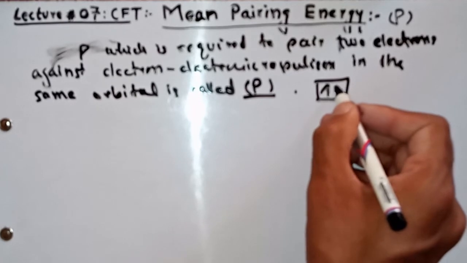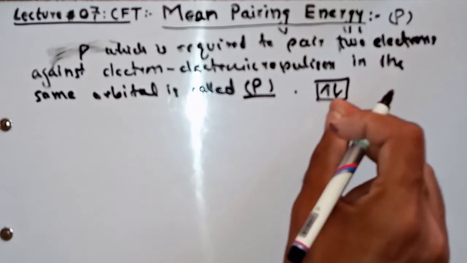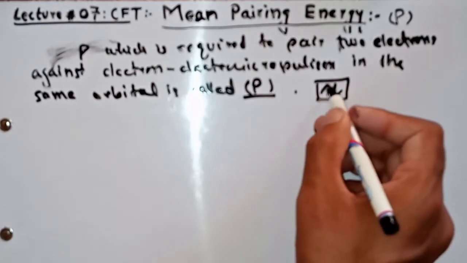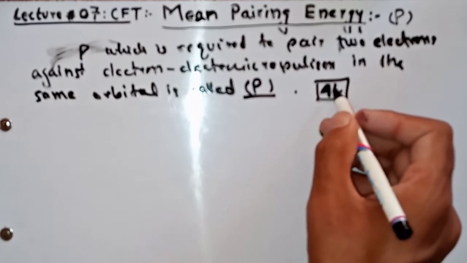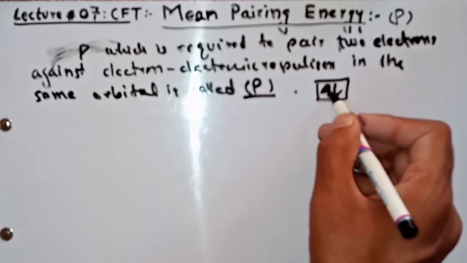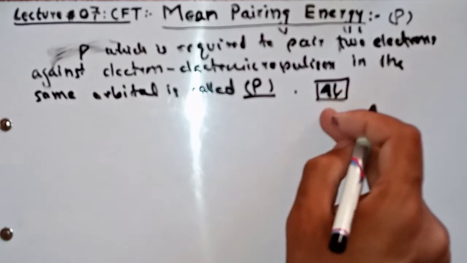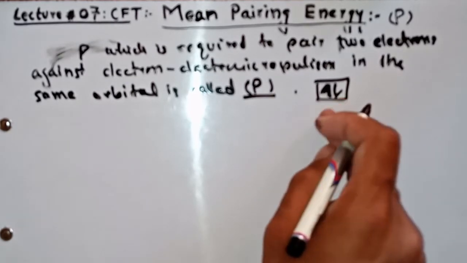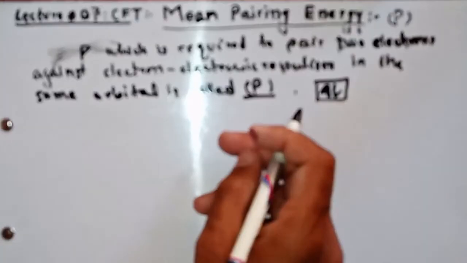The energy that is required to pair these two electrons against electron repulsion: it means that one electron will show a resistance to the other electron. So the energy required for the other electron to minimize, bound, and neutralize the resistance, so that it can be paired, this energy is called mean pairing energy.